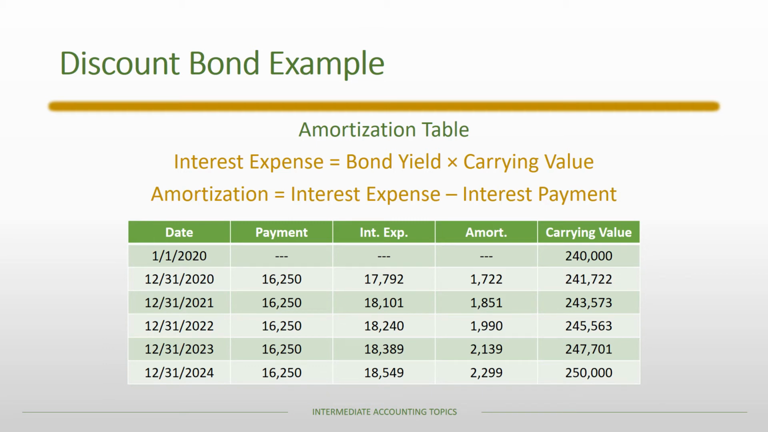Each payment, of course, is the same, and then the interest expense is applying that bond yield to the prior carrying value. Of course, as the carrying value increases, the interest expense is also going to increase, and since the payment is fixed, the amount of amortization each year is going to increase as well, until finally, barring any rounding errors, the carrying value will land at the par value for the bond.